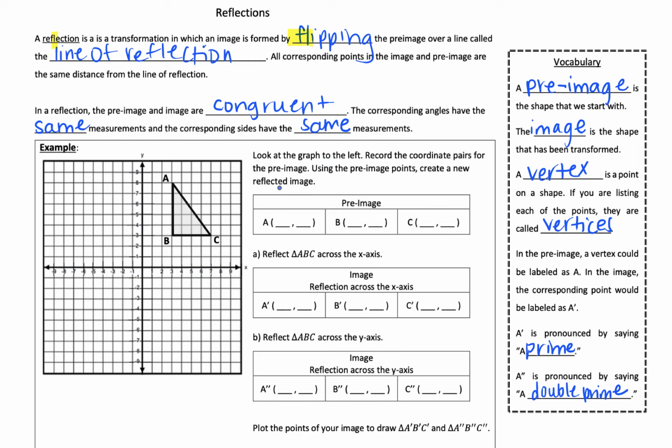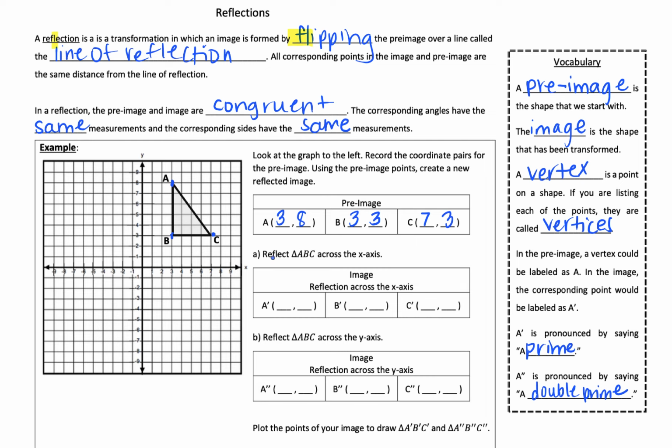So our directions for our example say to look at the graph to the left, record the coordinate pairs for the pre-image, then using the pre-image points create a new reflected image. So our pre-image is what we start with. Point A is at 3, 8. Point B is at 3, 3. And point C is at 7, 3.